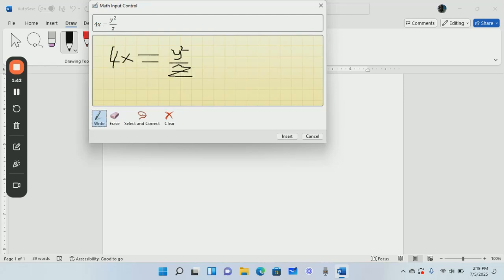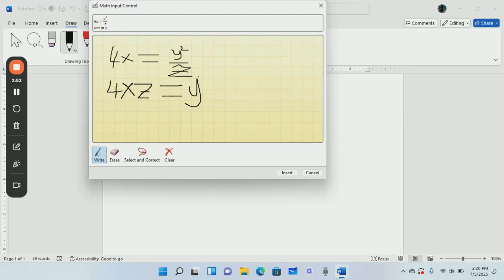anytime the equation has a denominator or a fraction, you can use it to divide through or to multiply through the whole equation. So this one, you're going to use z to multiply through the equation. So we have 4xz is equal to y squared.